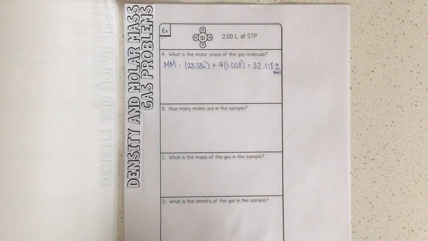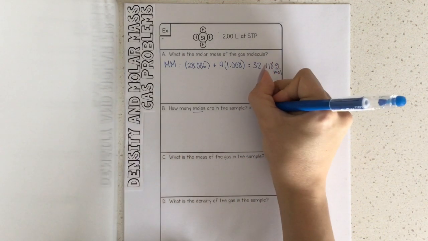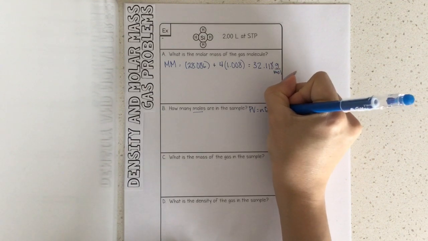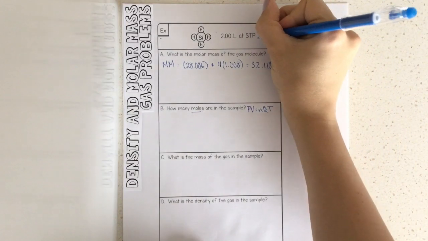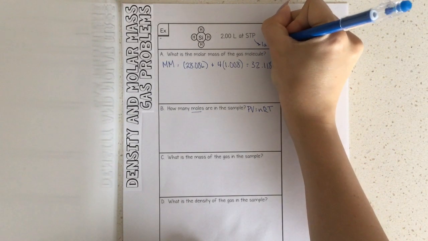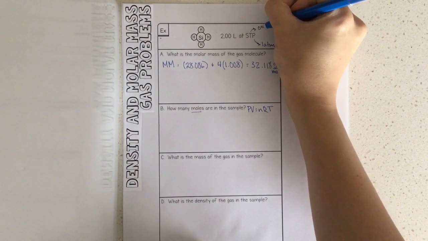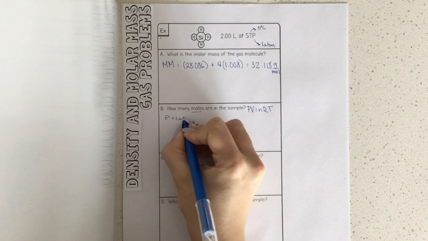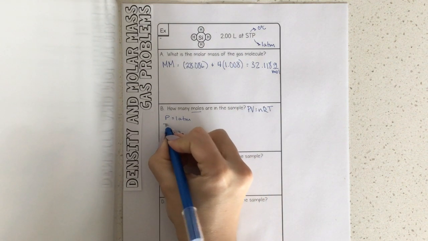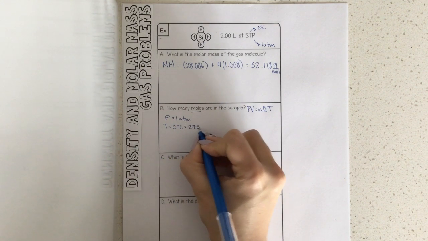The next part, how many moles are in this sample? Well, to figure out moles, we have to use a gas law that has moles in it, which would be PV equals nRT, our ideal gas law. Pressure, it's given to us here, 1 atmosphere. We're at STP, standard temperature and pressure. Temperature, 0 degrees C. So we know pressure is 1 atmosphere. We know temperature is equal to 0 degrees C, which is 273.15 Kelvin.